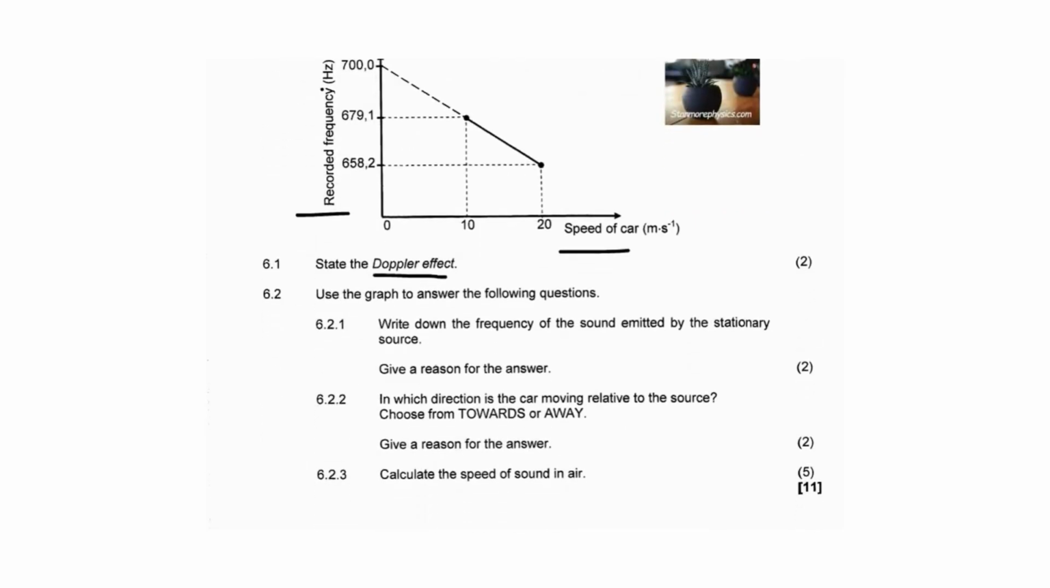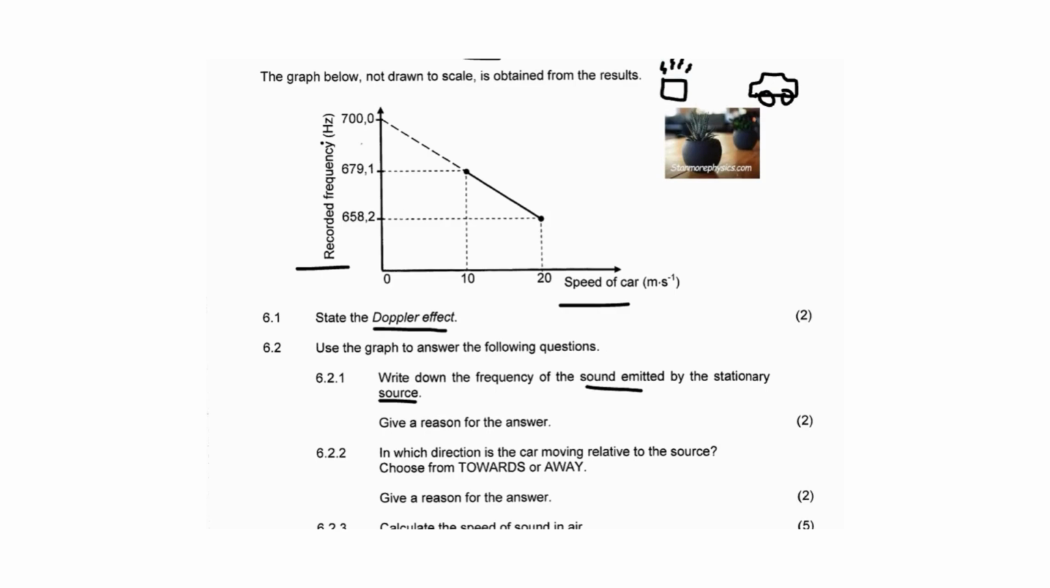6.2, use the graph to answer the following questions. Write down the frequency of the sound emitted by the stationary source and give a reason for your answer. If we look at the graph, we have three different frequencies. The first frequency is here when our speed was 0. The second frequency is there when the speed was 10, and the third frequency was there when the speed was 20. So the frequency of the sound emitted by the stationary source is when there was no movement. This is the actual frequency of the sound source.